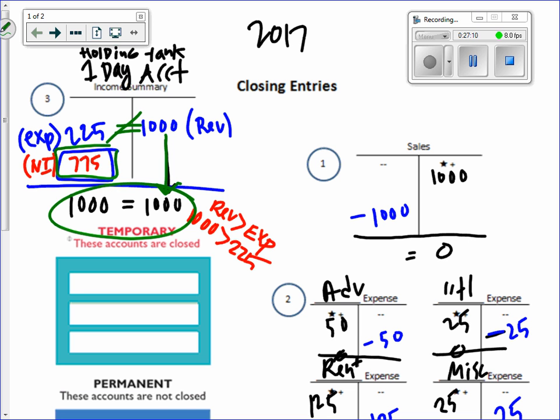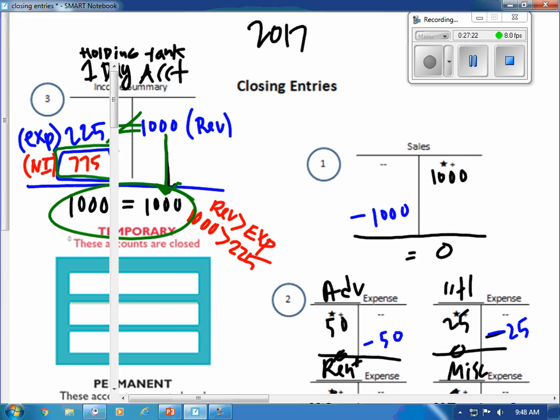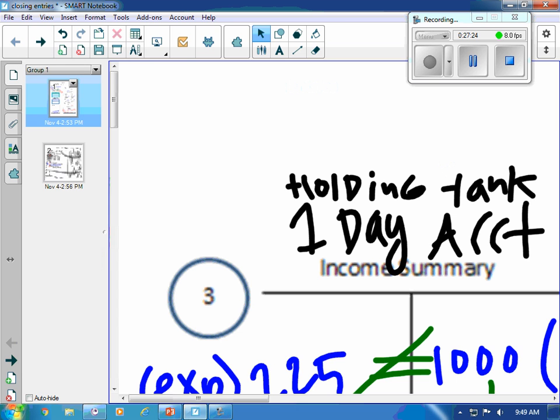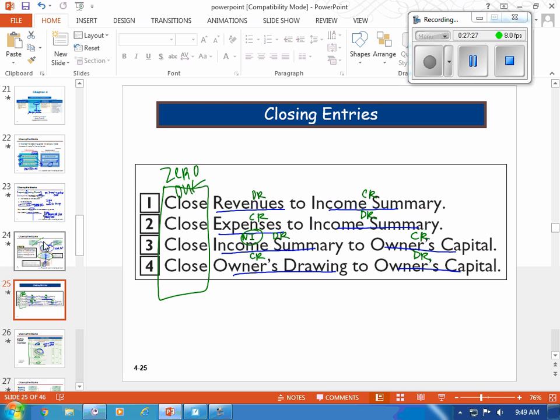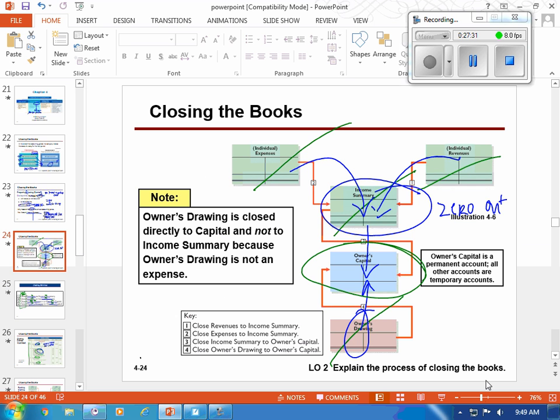Now our books are closed, okay? And we do one more trial balance. We create what's called a post-closing trial balance, because we just double check that our debits and credits equal each other one last time. Let me now bring you back to this.